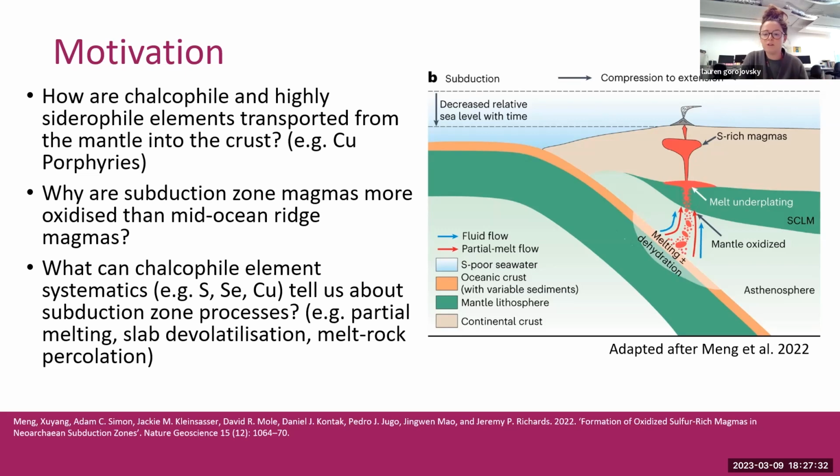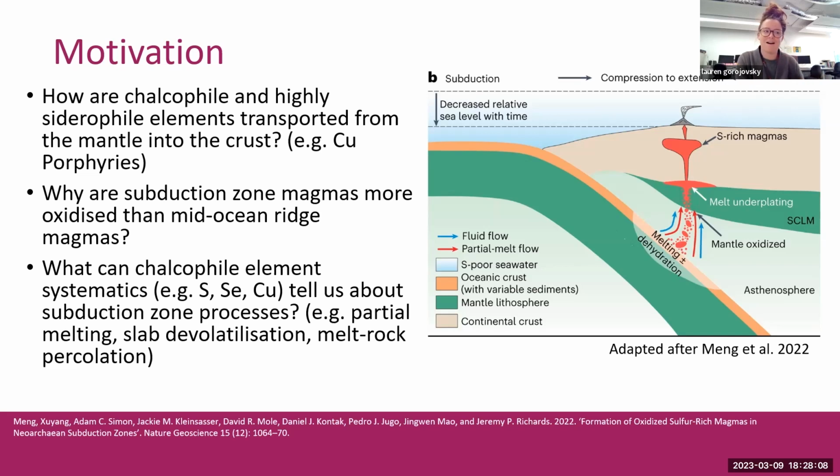For example, copper porphyries are well associated with subduction zones, but also with magmas that are very oxidized, enriched in volatiles, and enriched in sulfur. So this association between oxidation and chalcophile element abundance is less clear. But what we can note is that subduction zones are more oxidized than, say, mid-ocean ridges.